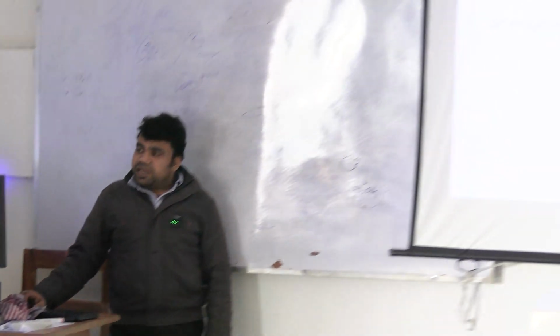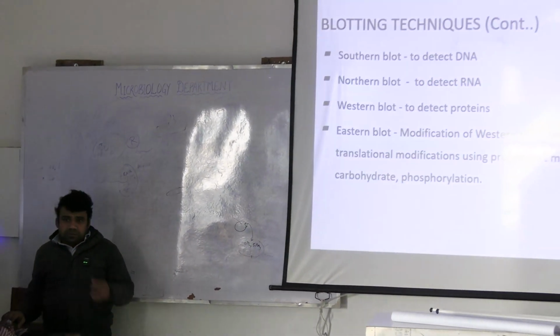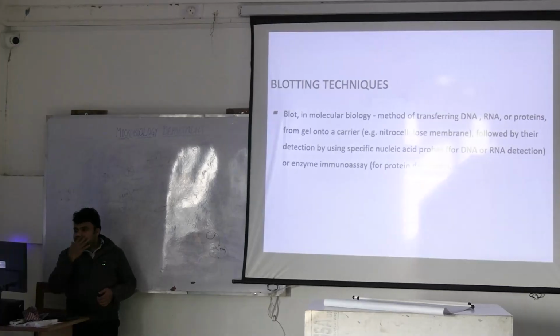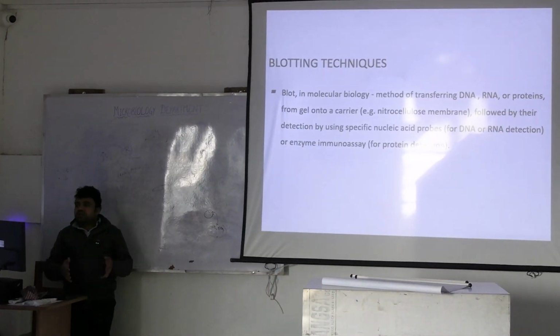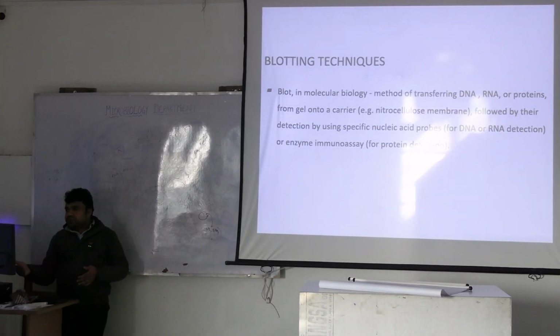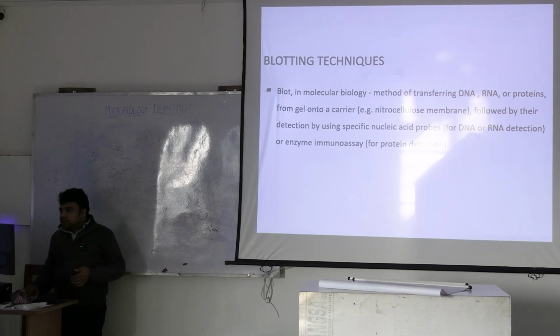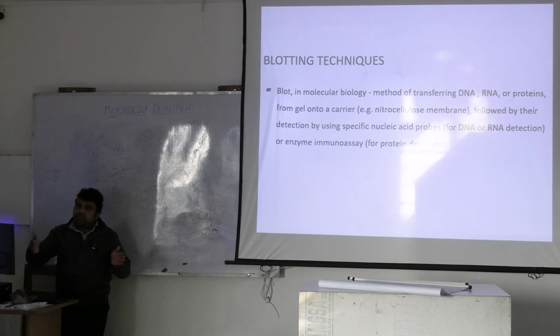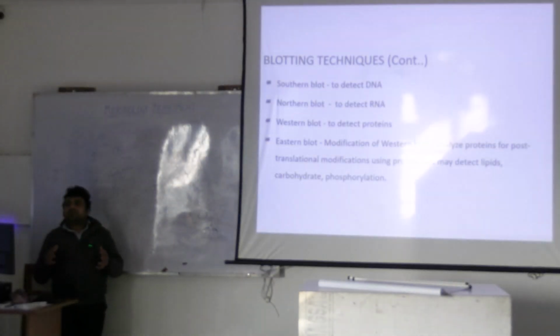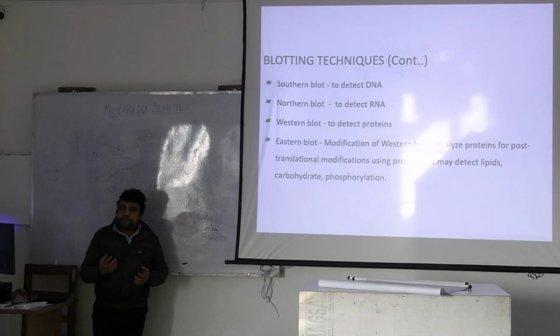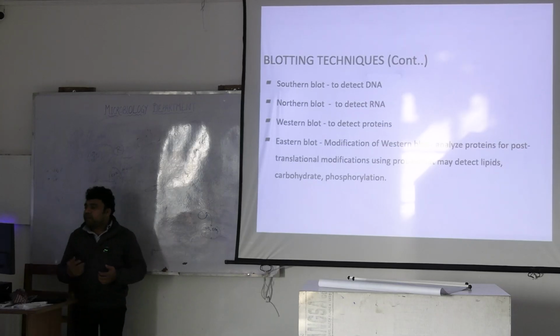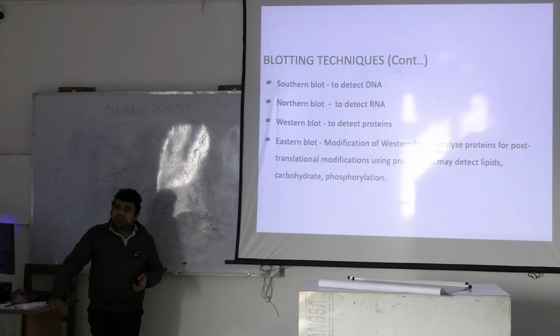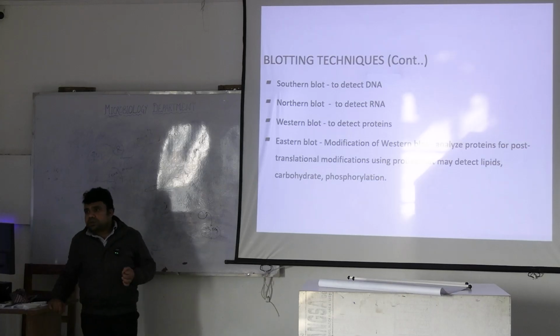Now identification can be done by blotting techniques. Blotting technique is basically a gel onto a carrier molecule, that is the nitrocellulose paper, on which the DNA or RNA is loaded and run against an electrochemical gradient. So it will separate out on the basis of weight, kilo base pair weight. The blotting techniques are commonly 4 types: southern blotting, northern blotting, western blotting and eastern blotting.